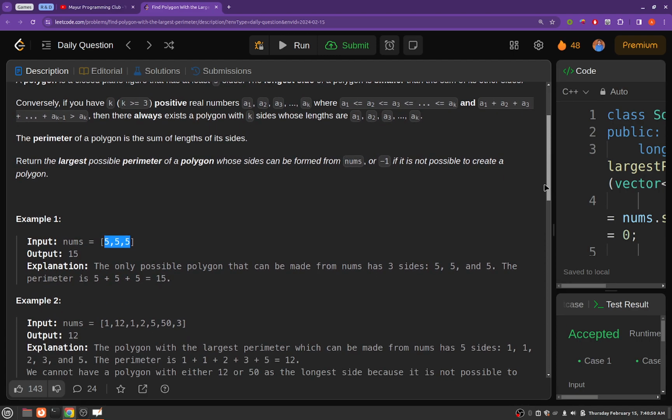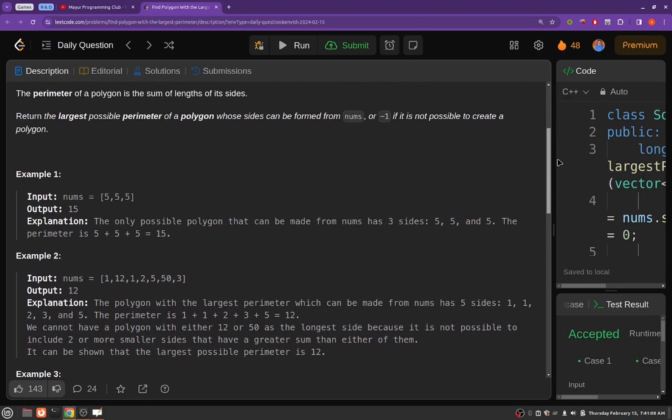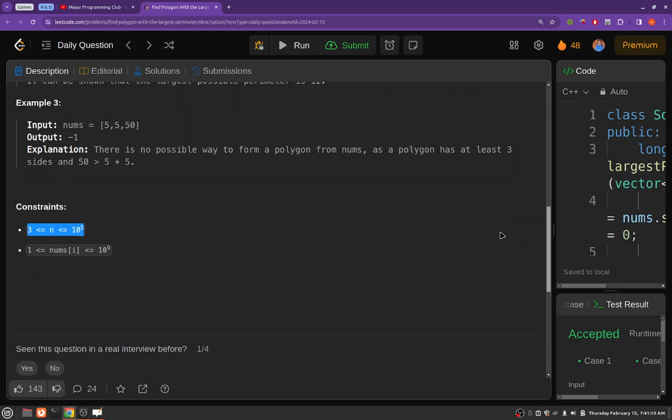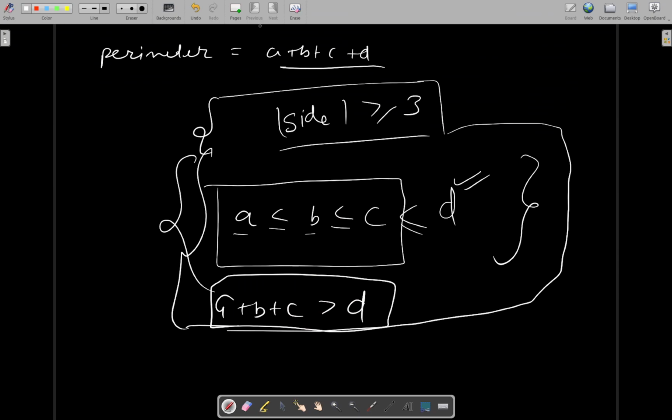So let's have a look at the constraints also before proceeding with thinking about the solution or the approaches that could solve this particular problem. So the number of entries in the nums array is of order 10 raised to power 5, and those entries are ranging from 1 to 10 raised to power 9. Now with that out of our way, let's see what kind of approach we can use here.